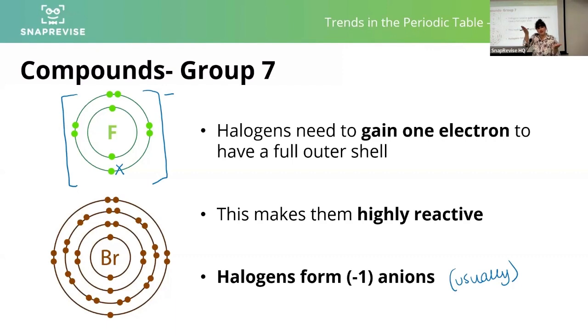If you gain another electron, suddenly you've got a negative overall charge because you've got one more negative electron than you do positive proton. So it becomes an anion, negatively charged. So we're going to put in our little electron there.